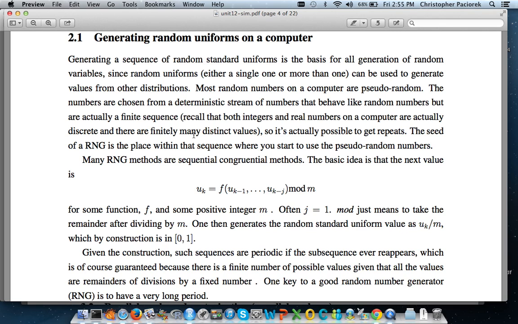And so this procedure is going to give a number between 0 and m minus 1, because this is just taking the remainder. Then if I wanted to convert that to a number between 0 and 1, I can just divide by m. Dividing a number between 0 and m minus 1 by m gives me a number essentially between 0 and 1. It's just a rescale.